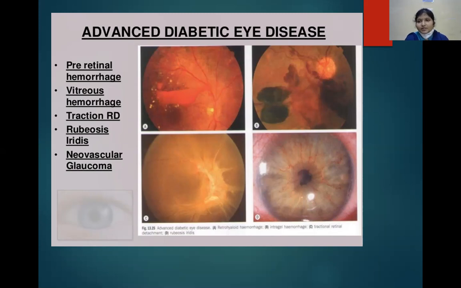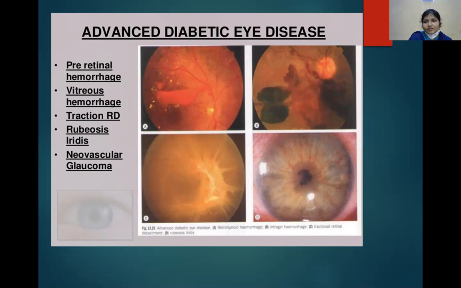So microangiopathy can lead to microvascular occlusion and microvascular leakage. Because of occlusion, we get manifestations like microaneurysms, cotton wool spots, etc. Because of edema, microvascular leakage, we have features like hard exudates and retinal edema.